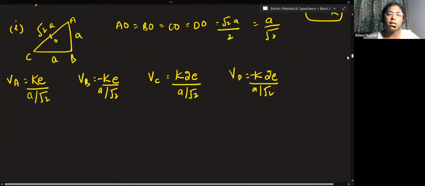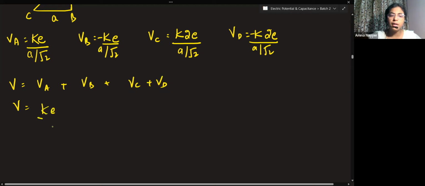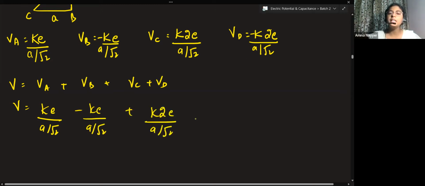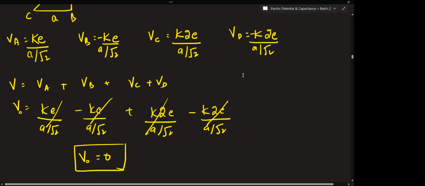All right. Now the net potential, as I've told you, you just have to add these. V net will be VA plus VB plus VC plus VD. So VA is ke by a by root 2. VB is minus ke by a by root 2. VC is plus k2e by a by root 2. VD is minus k2e by a by root 2. This cancels this, and this gets subtracted from this. V at the center O comes out to be 0 in this case. Clear to each one of you? Okay. So just note down till here.